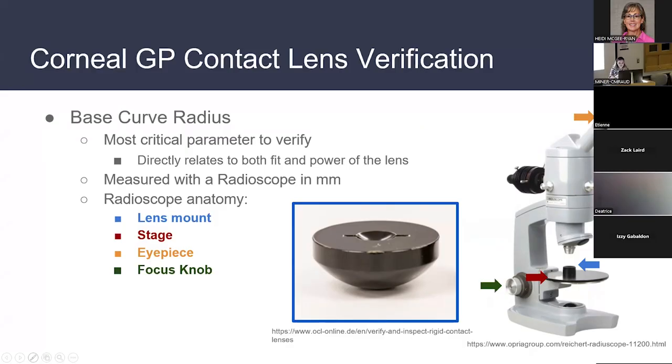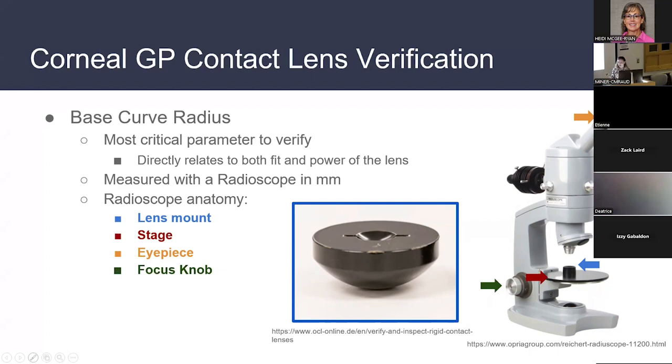That's what this is right here. And a radioscope, because we don't typically work with it, I'm going to go through some basic anatomy of the radioscope, and then we'll go into the process. So to start off, you have a lens mount. That's what this thing is. It's a removable device, and it sits there. It functions to hold the lens. That's why it's called the lens mount.